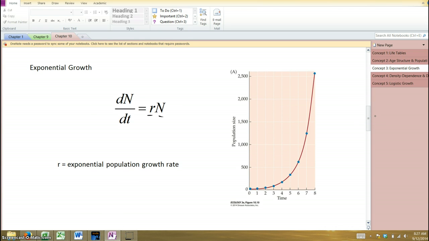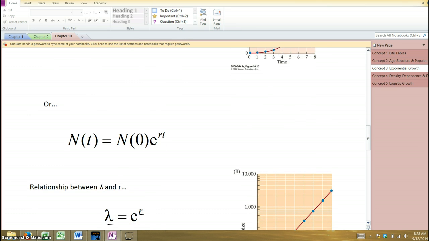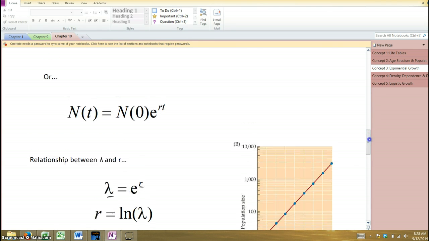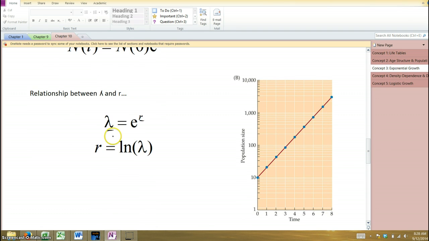Now, how can we use the exponential population growth rate to calculate the size of the population at some time in the future? Well, we can use this equation here to do that. Now, what is the relationship between the geometric growth rate and the exponential growth rate? Essentially, there are these equations right here. Lambda is basically equal to the exponent of r, or vice versa, r is equal to the log of lambda.